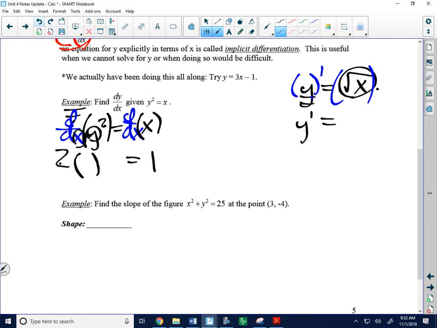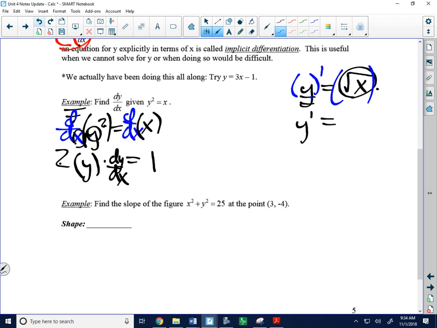Then what do I do? This is my inside emoji. I keep the y. You might say normally what it would be is 2y, times the chain rule, the derivative of y, which is y prime or dy dx. So right there, you could write y prime or dy dx. I'm going to be writing y prime.